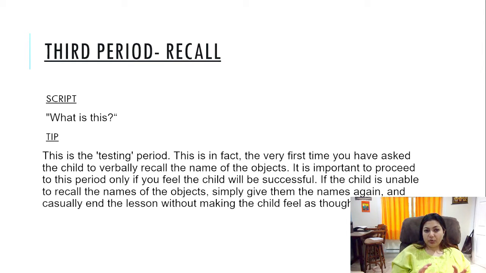It is important to proceed to this period only if you feel the child will be successful. Otherwise, please do not go into the third period. If the child is unable to recall the names of the objects, simply give them the names again and casually end the lesson without making the child feel as though they have failed. Because of that sense of failing, often they try to avoid that lesson further. So the next time you want to give them the lesson, they will just try to withdraw themselves.